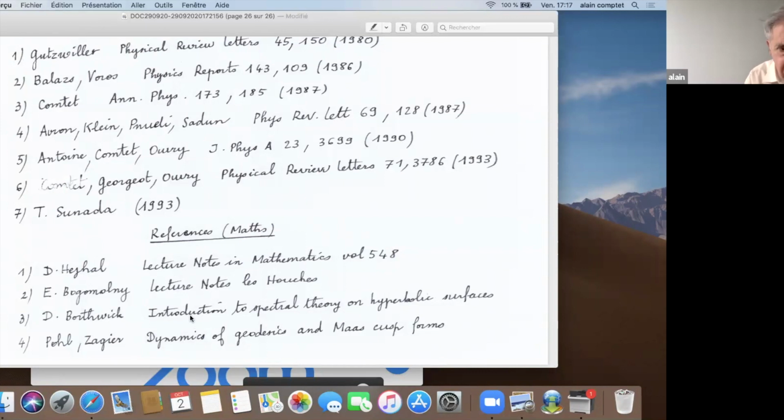I found this book very interesting, Borthwick's Introduction to Spectral Theory on Hyperbolic Surfaces. This is very nice and very readable for a physicist. And there are also recent papers by mathematicians which are inspiring. There is a paper of Zagier, Dynamics of Geodesics and Maass Wave Forms, which is very readable. And so I think there is plenty of work to be done from the physics point of view.